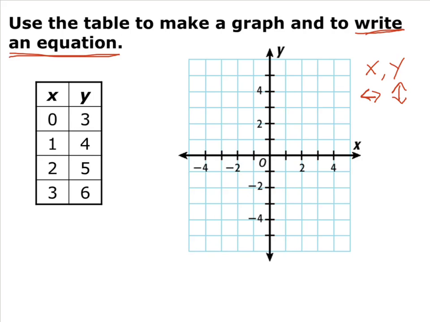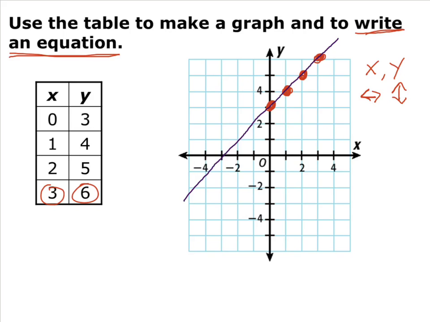Okay, so remember we have to go left and right first. So our first one we have 0, so we're going to stay on 0, then we have to go up 3, which is going to be right here. So that's our first point. Our next one says 1, 4, so we have to go over to the 1, up 4, which gives us a point right there. The next one is 2, 5, so we go over 2, up 5. And our last one here is 3, 6, so we go over 3, up 6, which gives me one right there. Now if we draw our straight line through that, we get something that looks like that.